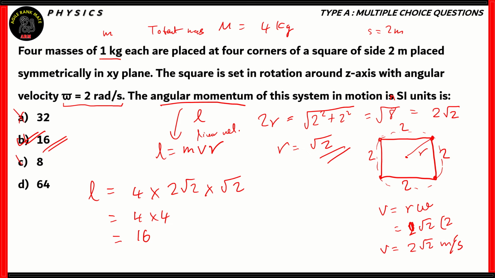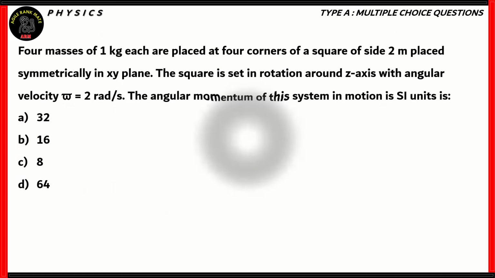The other options turn out to be incorrect. They are multiples of 4, but when it comes to calculating the velocity and the radius, it's very important that you do not take the diameter as the radius. That happens to a lot of people. So the radius here is root 2, and 2r turns out to be 2 root 2. So we used root 2, and then calculated v, which is 2 root 2. Then we calculated L, the angular momentum, which is 4 times 2 root 2 times root 2, which multiplies to form 16. So 16 turns out to be the right option.